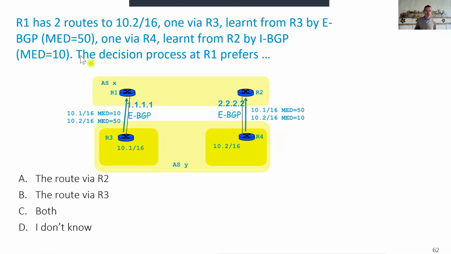Let's check this here. R1 has two routes to 10.2, one via R3, learned over e-BGP, and one via R4 and R2, learned by i-BGP from the viewpoint at R1, with MED equal to 10. Which one will the decision process at R1 prefer?